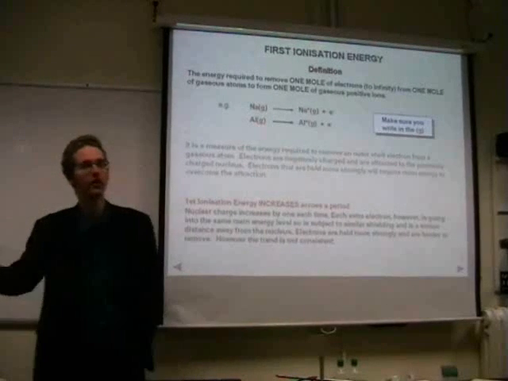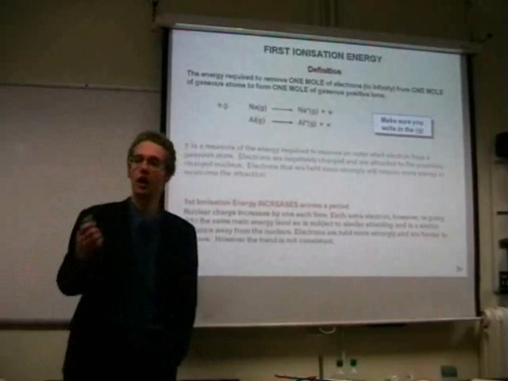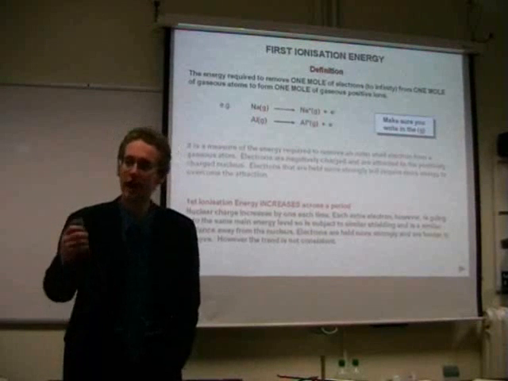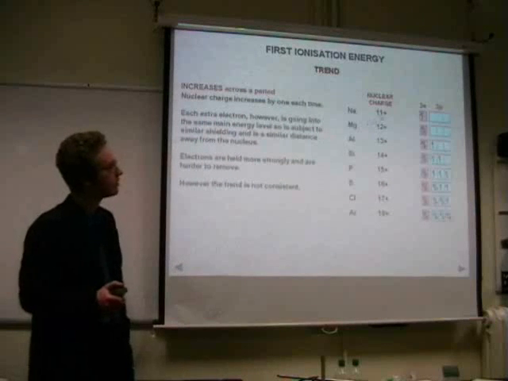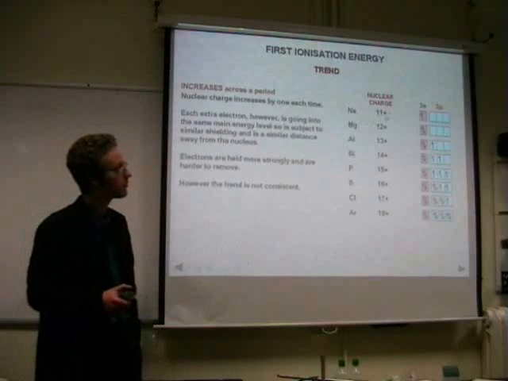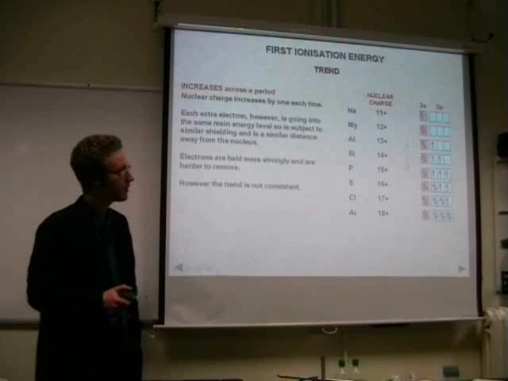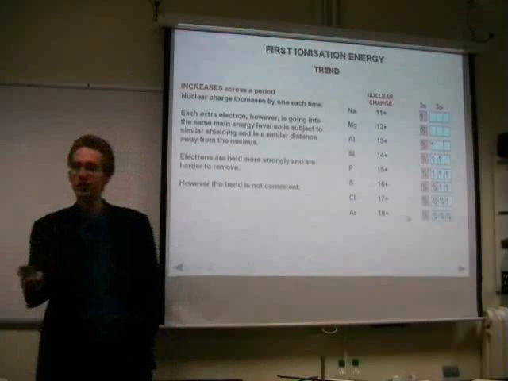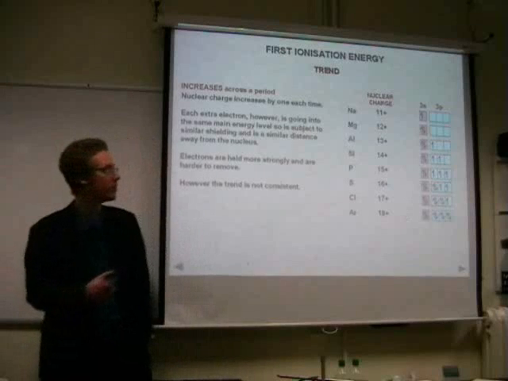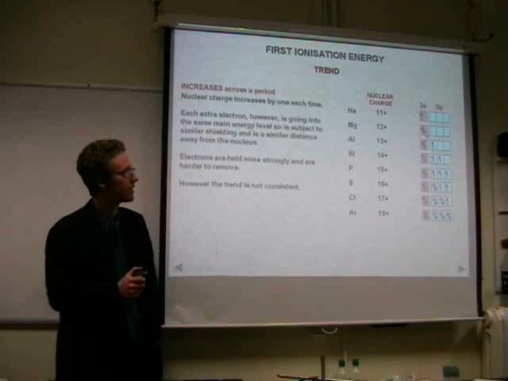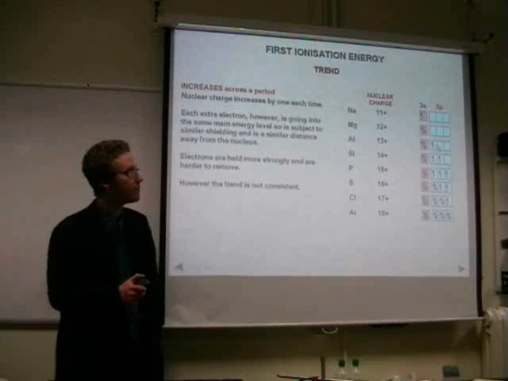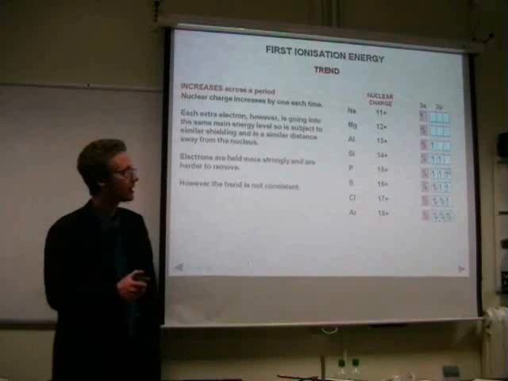As you go across the period, the general trend is that it gets harder, because you have more protons. So, sodium, 11 protons, 3s electron, and so on. As you go across the period, the number of protons increases, but it's important to realise which electron you're removing. When you've got sodium, you're removing a 3s electron, magnesium, a 3s electron, aluminium, a 3p electron, and so on.